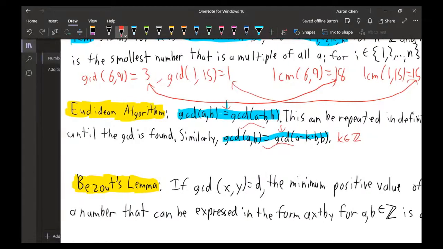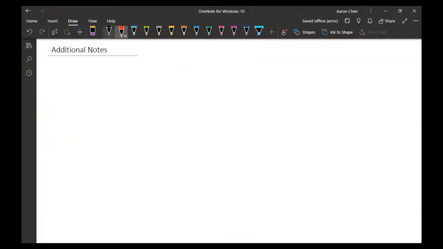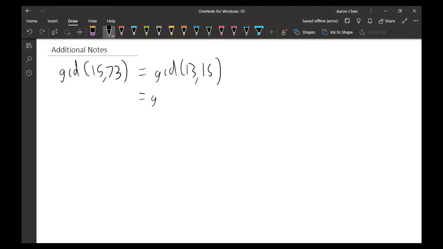So I'll show you some examples of the Euclidean algorithm in here. The first one should be fairly obvious right off the bat: GCD of 15 and 73. Basically, 15 times 4 is equal to 60, so 73 minus 60 is 13. So GCD of 13 and 15. And next, this is equal to just straight up GCD of 2 and 13.